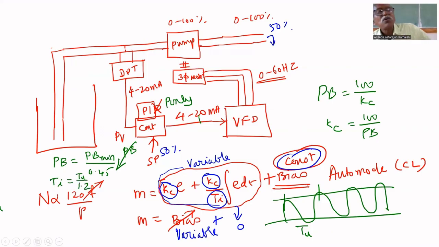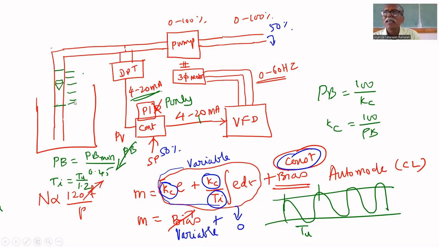How to find TU? For that, the flow rate is going through this. The DPT measures flow rate in terms of 4 to 20 milliamps. Here, have you studied rotameter? Suppose a rotameter is here. This is the rotameter. A rotameter has one bob, and depending upon the flow rate, the bob position will change.